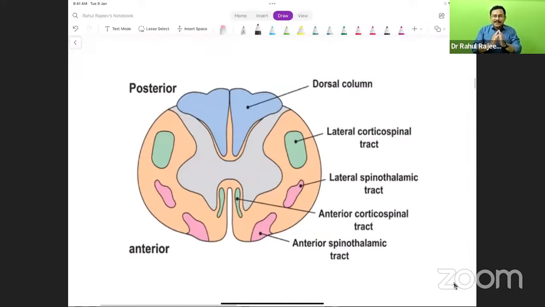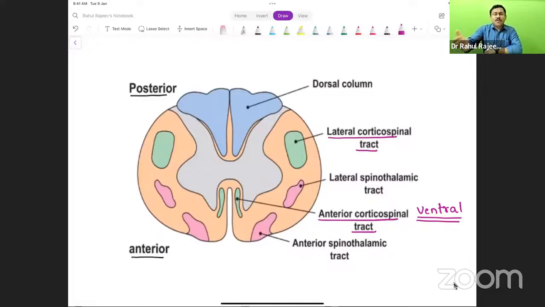And once again, just enjoy the beauty of the section of the spinal cord. This is the anterior part. This is the posterior part. You can see that in the white matter of the spinal cord, there are different pathways. Who is this one? This is the lateral corticospinal tract. And who is this going here? This is the anterior corticospinal tract. I gave another name to it a while back, which is the ventral corticospinal tract. Both are the same. You can call it anterior corticospinal tract or ventral corticospinal tract.